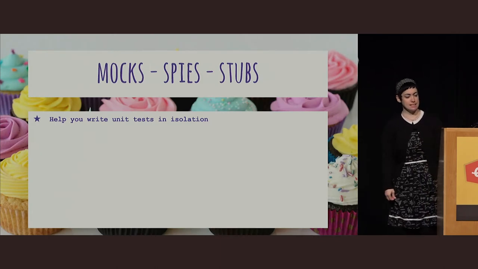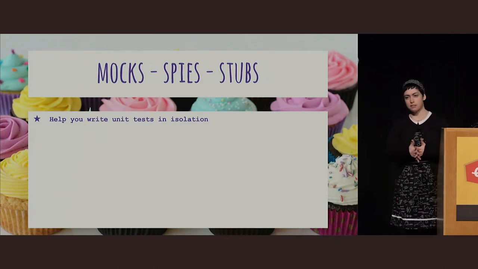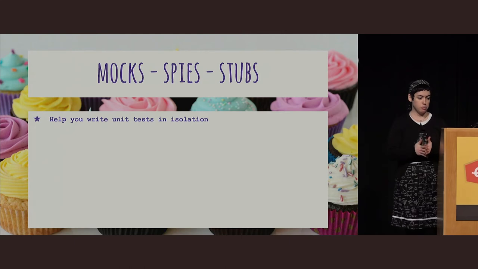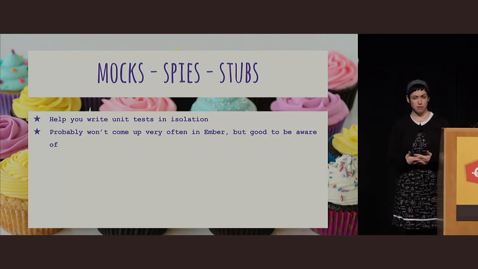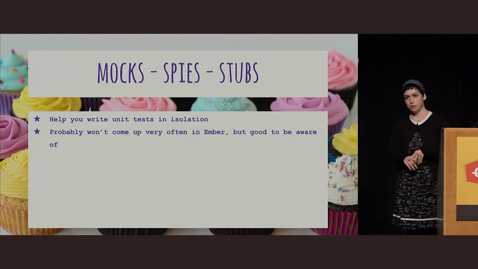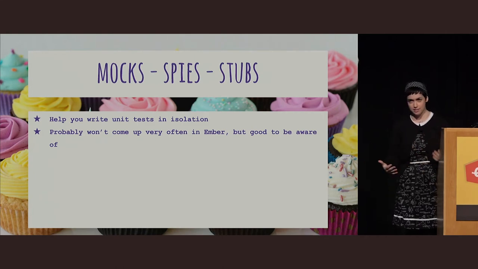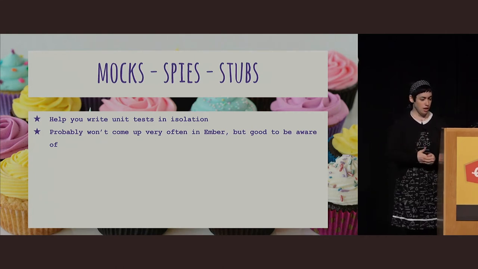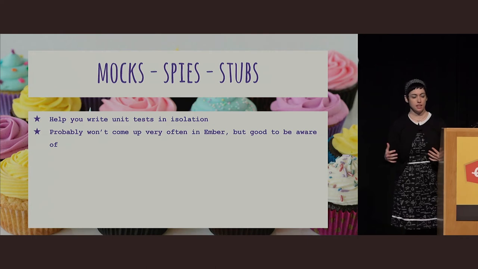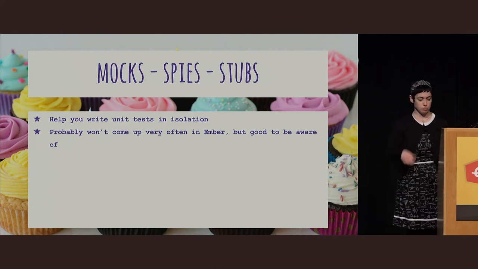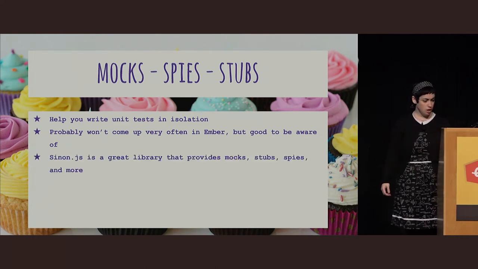Mocks, spies, and stubs. Mocks, spies, and stubs help you write unit tests in isolation. They probably won't come up very often in Ember, but they're good to be aware of. I was only made aware of them because I was working on a plain JavaScript project at my last job, and they had all these things. But they're really more for unit tests, and you should mostly be writing acceptance tests, and unit tests you should write the least of, so it's not going to come up that much.